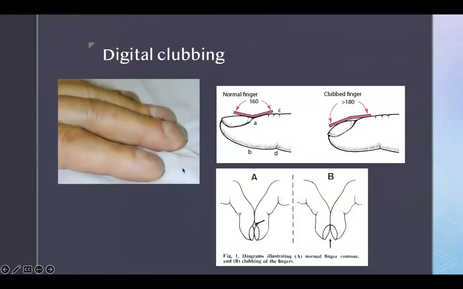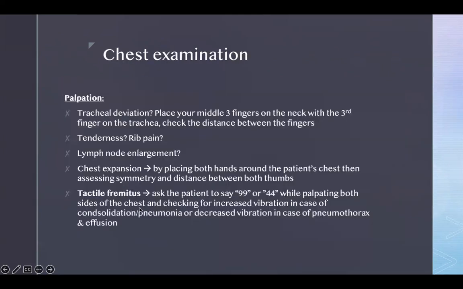Moving on, this is the digital clubbing. I tried to demonstrate it here. This is the Schamroth window or Schamroth sign. In A over here, it's the normal. Normally, you should see this window. In patients with clubbing, there's an increased angle between the nail bed and the phalanx or the end of the finger, this contour will be lost, and then the window is lost over here.